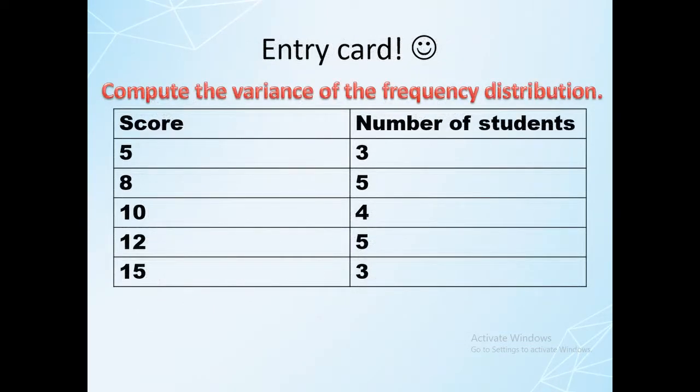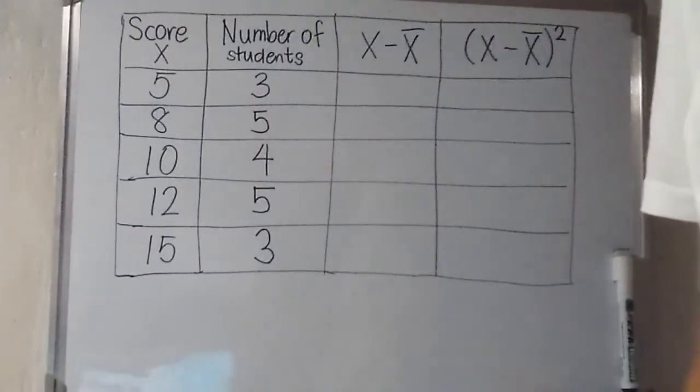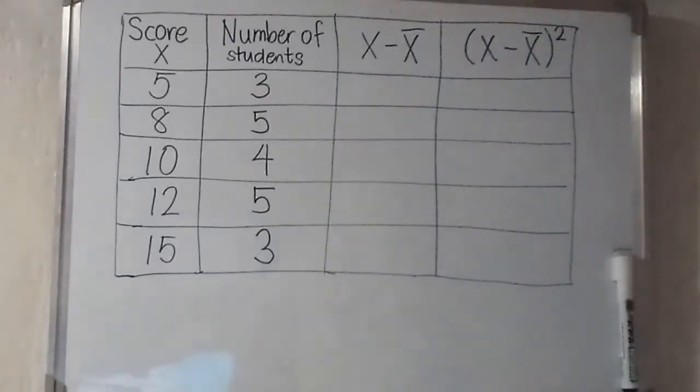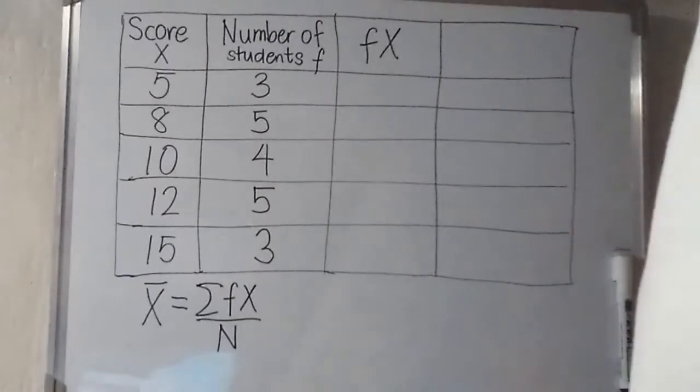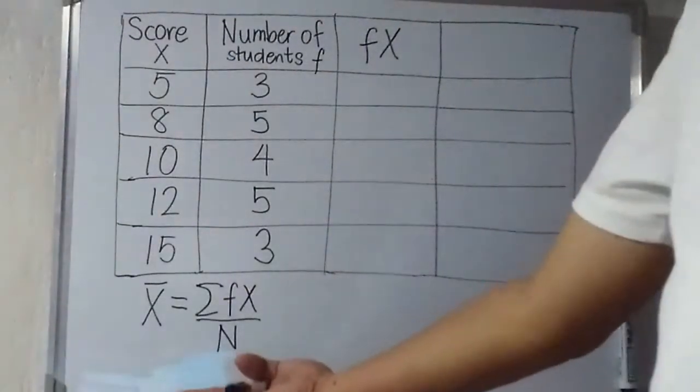Let's have an entry card. Compute the variance of this frequency distribution. Hello everyone, we are now going to find the variance of this frequency distribution. First, we shall compute for the mean. So the formula for the mean is this.